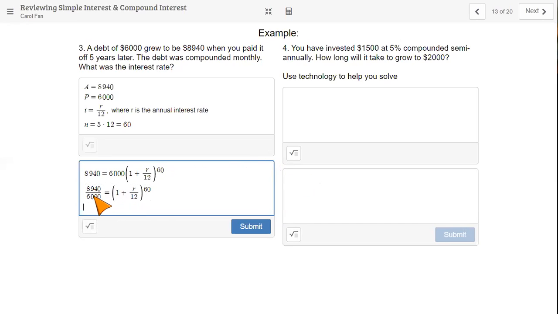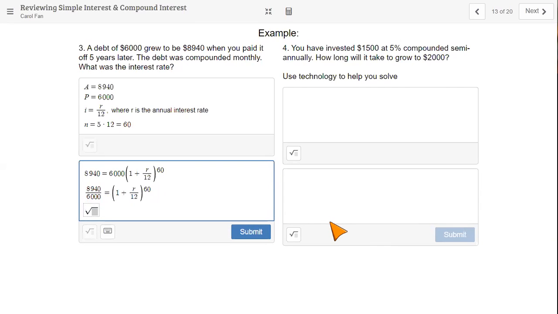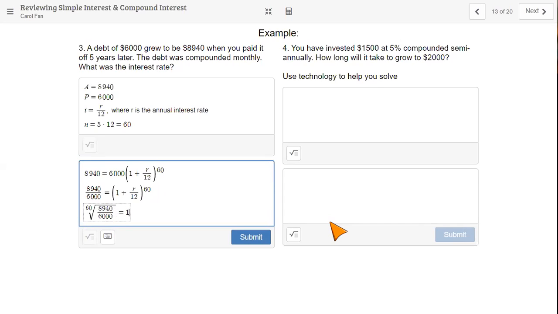Okay, so we have this. Next, we need to undo this exponent in order for us to get rid of the bracket. Now we remember the opposite of the exponent would be the root of it. So since the exponent is 60, I'm going to take the 60th root of this monstrosity here. So the 60th root of 8,940 divided by 6,000 is equal to 1 plus R over 12.